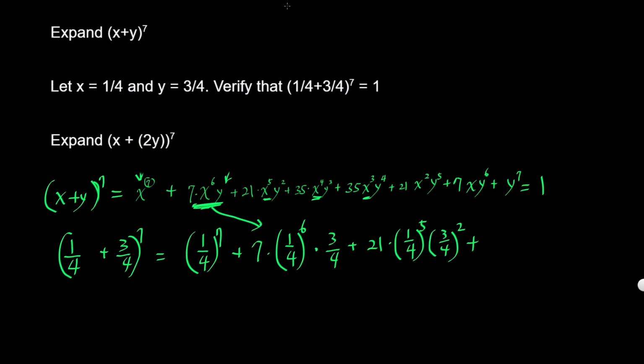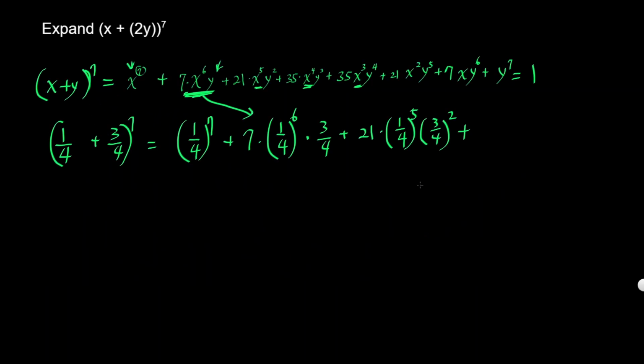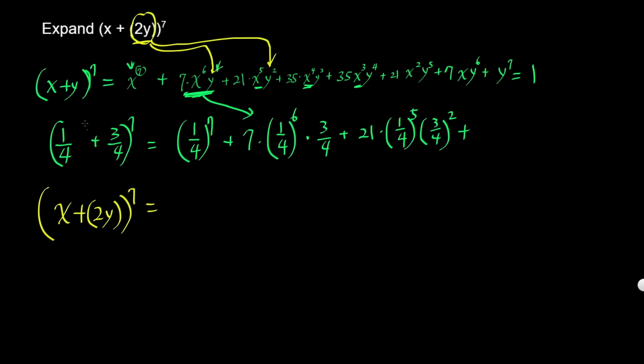Let's do the third part. The third part is just expanding it using, instead of y, 2y now. So again, here, instead of y, all you've got to do is plug in 2y for that. Let me show you the pattern here. So we've got x plus 2y, everything to the 7th power. Okay, we're going to do this one right now. We're expanding that.